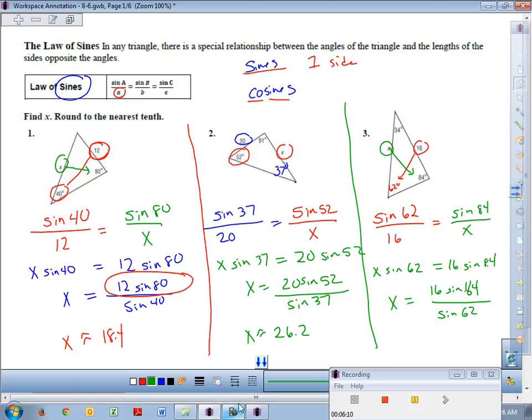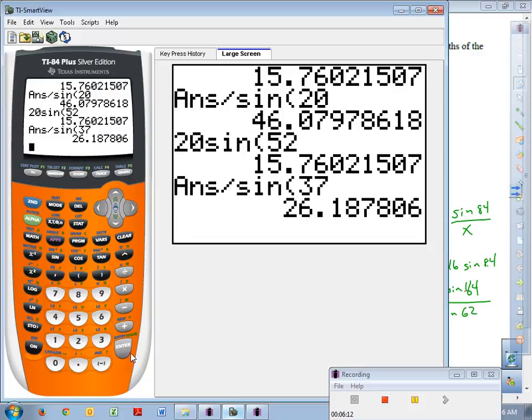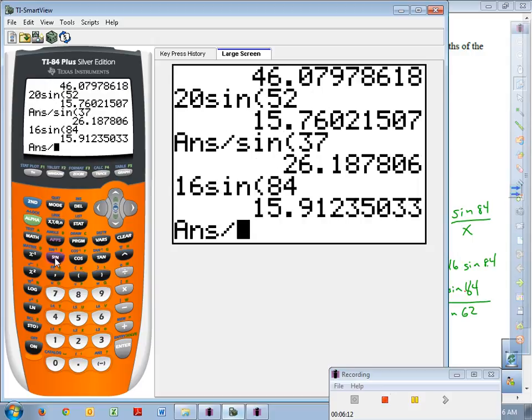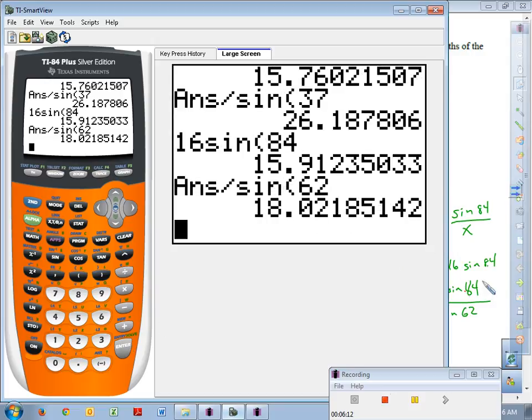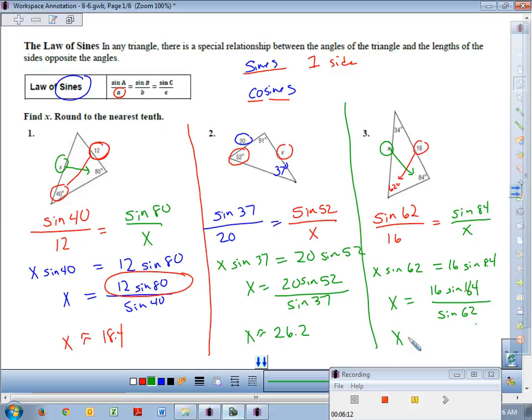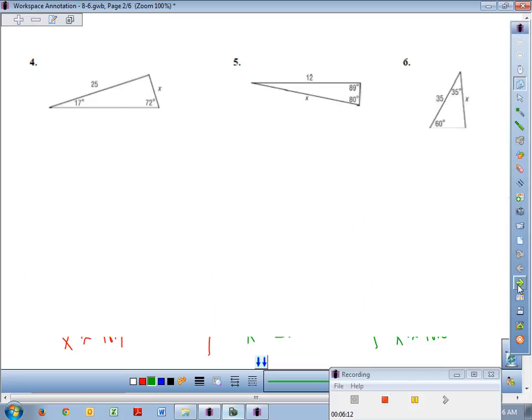And now I'll punch that in my calculator. 16 times the sine of 84, hit equals, divided by the sine of 62. And rounding to the nearest tenth, that's about 18.0, right? Don't discriminate against 0. It's a number just like everybody else. So 18.0, right? When they say round to the nearest tenth, that's how you do it, right? Don't say that's 18 because that's rounded to the nearest whole number.